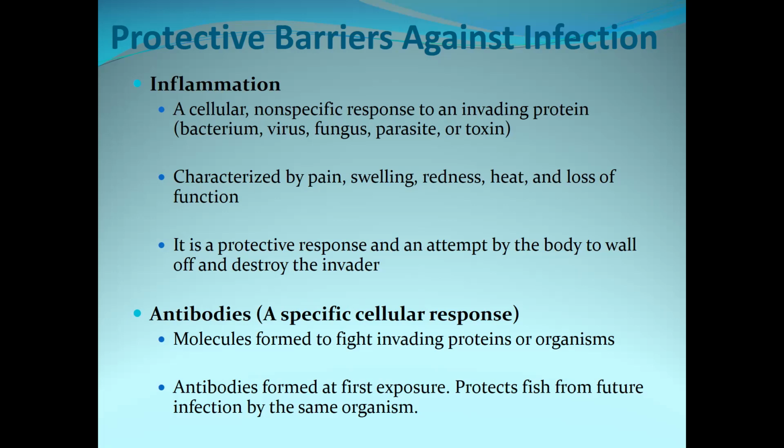Antibodies are a specific cellular response. So in antibodies, you have molecules formed to fight against the invading protein or organisms. Antibodies are formed at the first exposure. So this is why we take vaccines. The body, in advance of getting infected from the real pathogen, can produce some antibodies, so the body will have memory cells. When we do get infected, it quickly produces antibodies and deals with the foreign organism before it can cause any form of serious disease and illness.